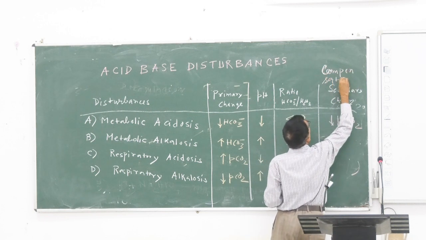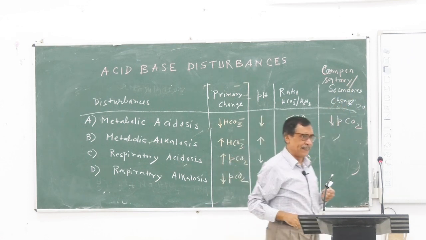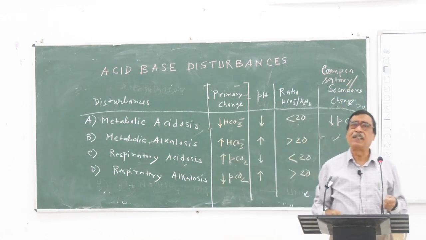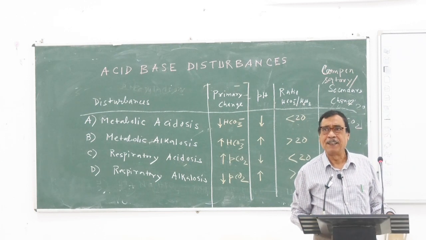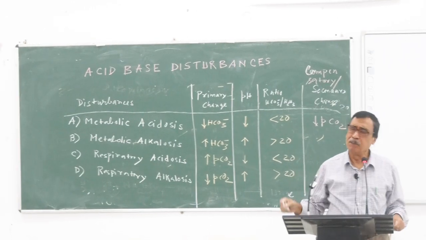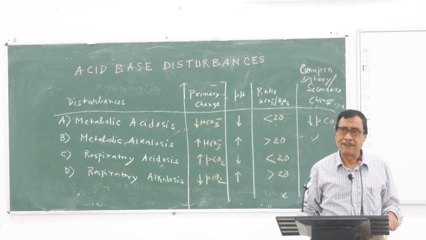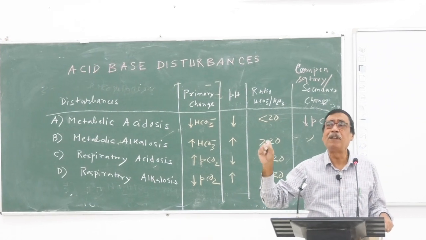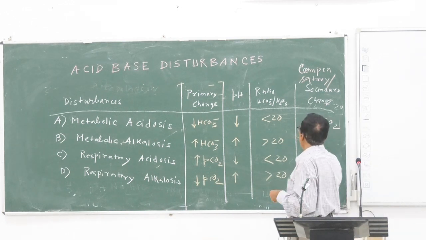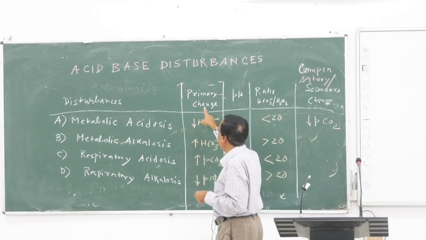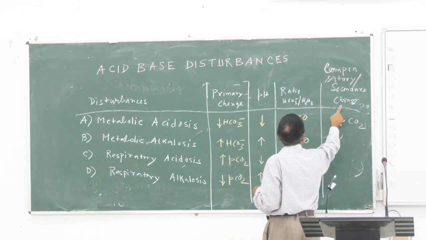Compensatory change or secondary change. Compensatory change means to compensate the disturbance. It is an attempt to minimize the disturbance that has occurred. Secondary change is an attempt to minimize the disturbance. It means the primary change occurs in one direction and the secondary change occurs in the same direction.